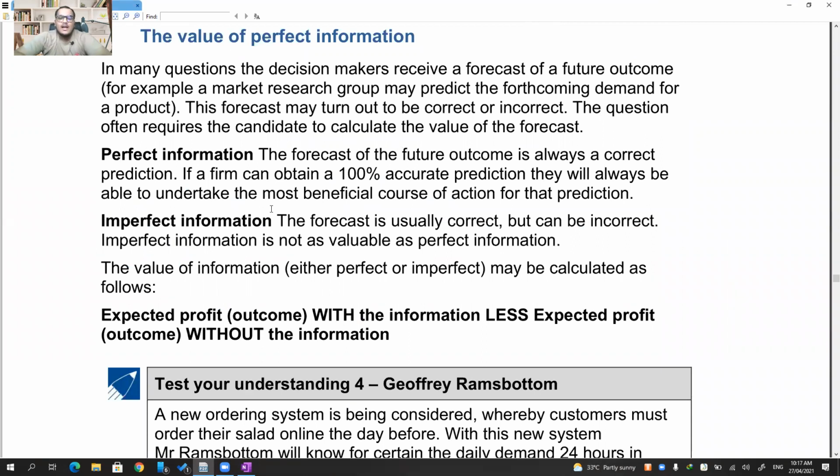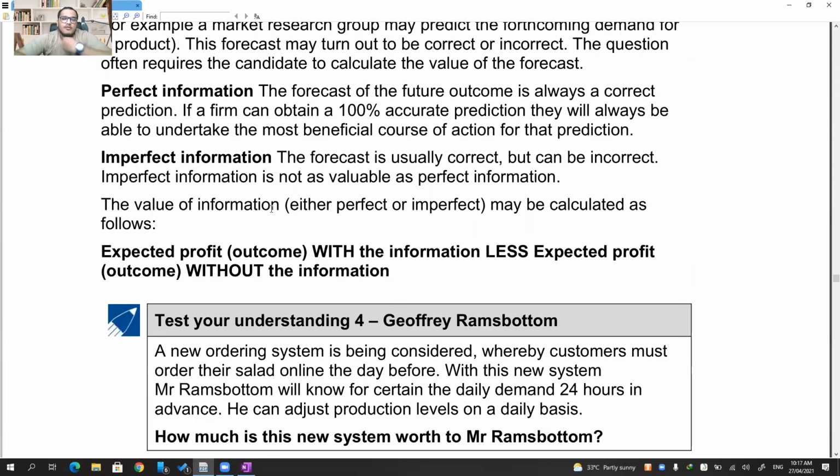Next one, value of perfect and imperfect information. Basically, if you have more information, obviously you will get better results. If you are drilling for some oil and you already have the information with you, the chances of finding the oil are much higher. Therefore, you can make better profits. If you don't have the information, the chances would be less. Therefore, you cannot make good profits. So it all depends upon the information.